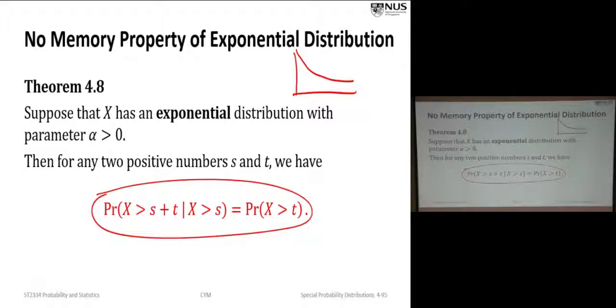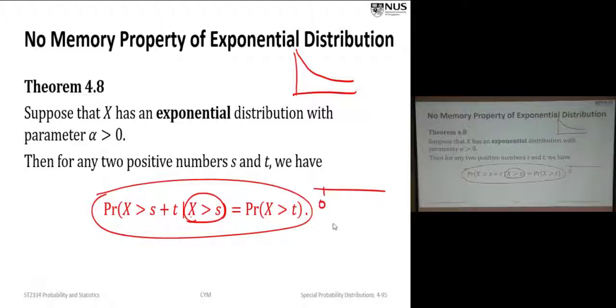Now, what it means here is that it doesn't matter what happened in the past. In other words, I start from here, and then I survive. I know that x is bigger than s. All right, this is s. And then what's the chance that I will survive to s plus t? It's the same as if I start from this as a starting point. So it's the same as the chance that x is bigger than t. Okay?